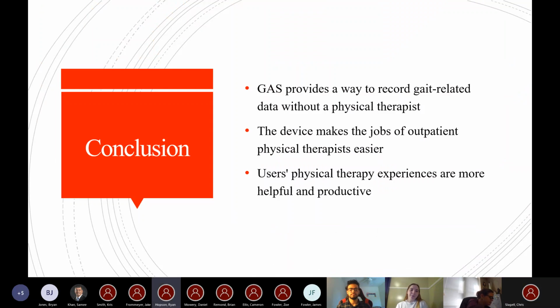In conclusion, we're making a home healthcare product that is easier to make, easier to use, and way cheaper than today's other solutions. With that being said, I want to open up the floor for any questions.